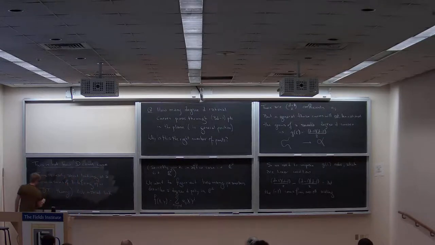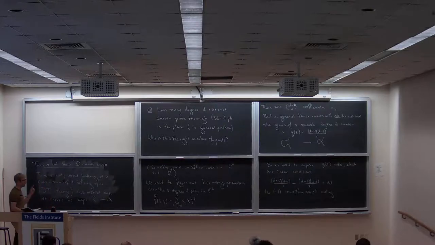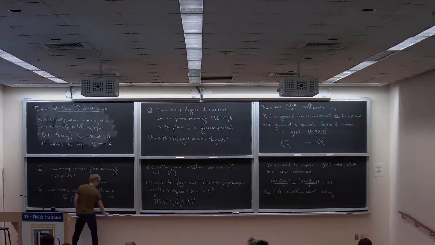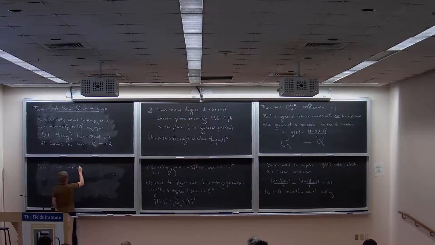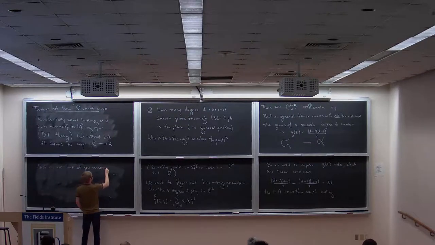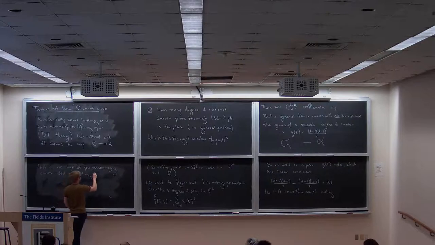So we look at a curve as maps from C, or some source curve, into X. We look at a curve by parameterizing the curve instead of looking at it based on its equations. We look at parameterizing curves instead of cutting them out by equations. And this is what leads us to Gromov-Witten theory.